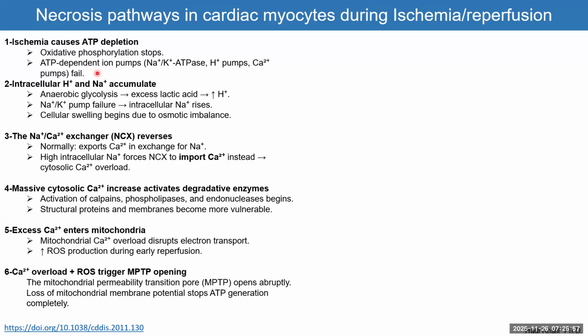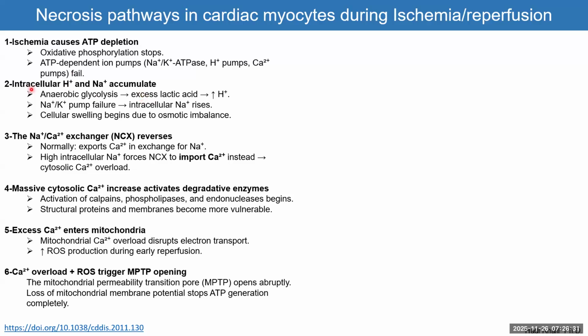Okay. These two fail, you start increasing sodium, the protons, and calcium. But then there's one more factor. Now we have those components getting high, but the initial inducer here is that we don't have oxygen, we don't have ATP, and therefore the cell has to find a different way to get energy. So anaerobic glycolysis starts to work.